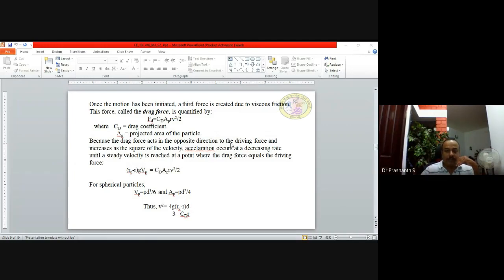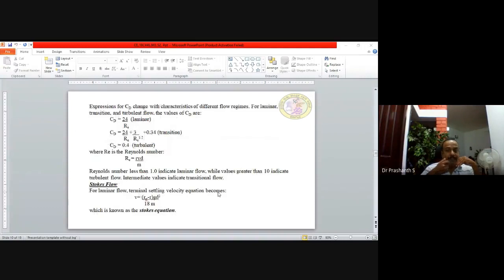So when the drag force equals the driving force, what we have is (ρp − ρ) g Vp = C_d × Ap × ρv²/2. This is the drag force, and this one is the force which causes the acceleration. For spherical particles, we know that Vp is πd³/6, and Ap is πd²/4. Thus v² is equal to 4g(ρp − ρ)d / (3 C_d ρ).